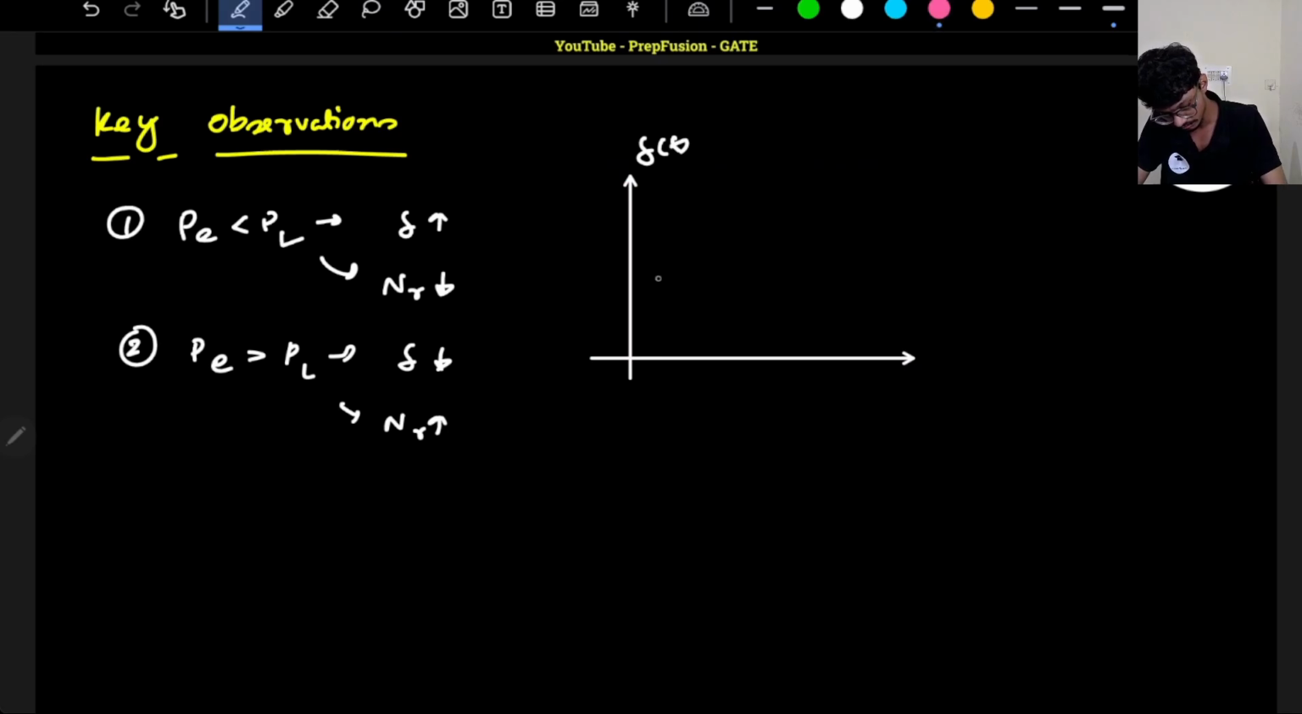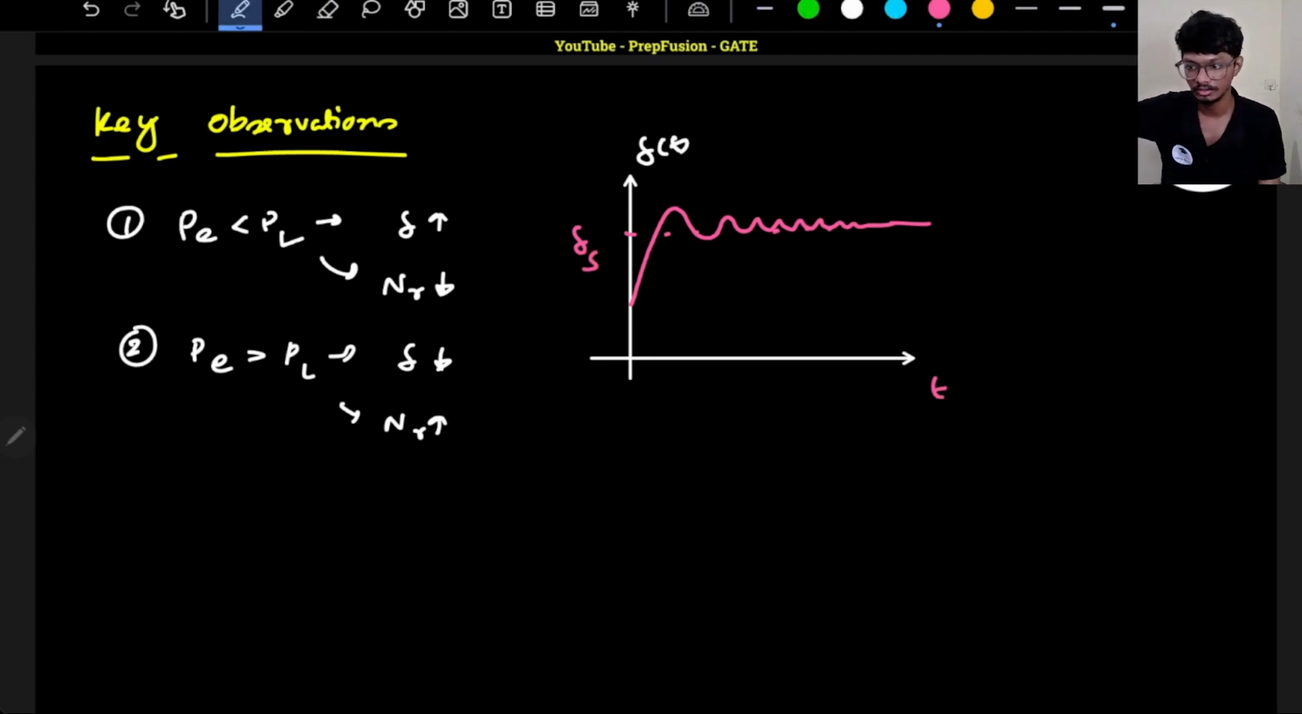So initially it will increase, then due to damping, these oscillations will die down. Ultimately, we will settle at some steady state, delta s. Okay, we will settle just like a second order underdamped system. Okay, this damping will be provided. Don't worry, this damping will be provided. So I will come back to this.